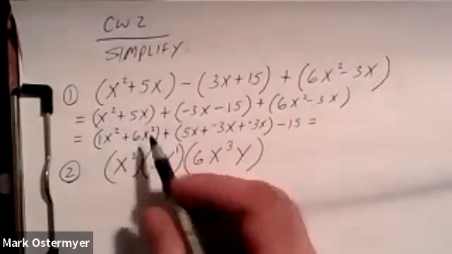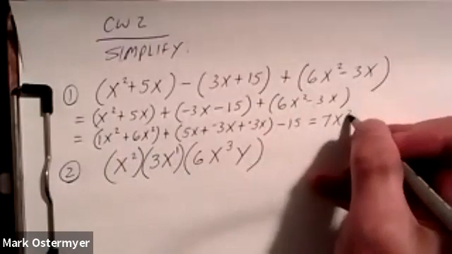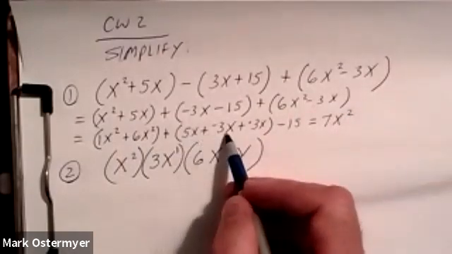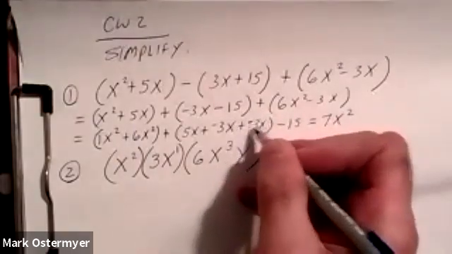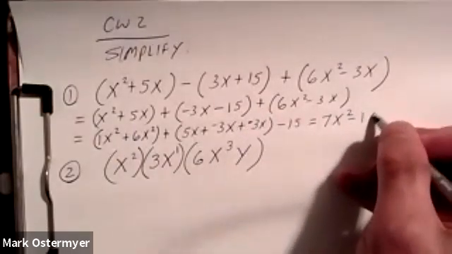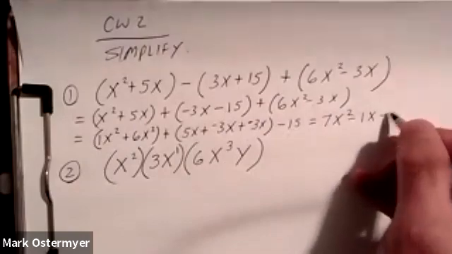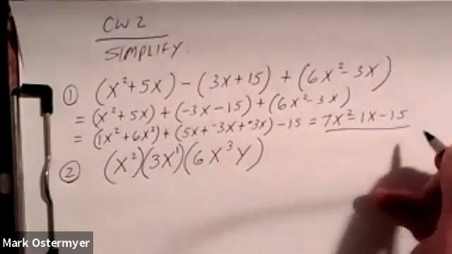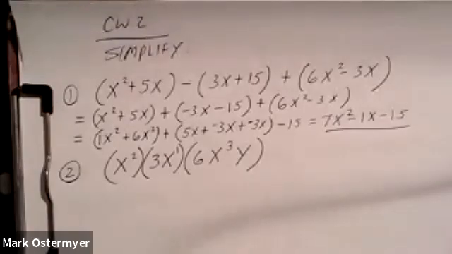Now, 1x squared plus 6x squared is 7x squared. 5x plus negative 3x is 2x, plus another negative 3x, minus 1x, minus 15. Anybody get this for a final answer for number one? Yes, I did. Okay, we got that? Yes.